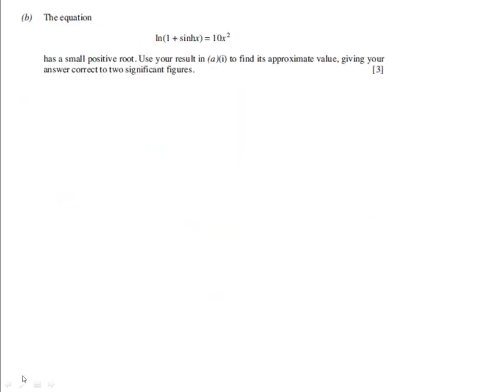Finally, we're told that ln of 1 plus sine x equals 10x squared has got a small positive root, and it wants us to use the Maclaurin series to find its approximate value, correct to 2 significant figures. Well, we know that the Maclaurin series for the natural logarithm of 1 plus sine x is x minus a half x squared plus a half x cubed. So what we want is x minus a half x squared plus a half x cubed to be very, very close to 10x squared.